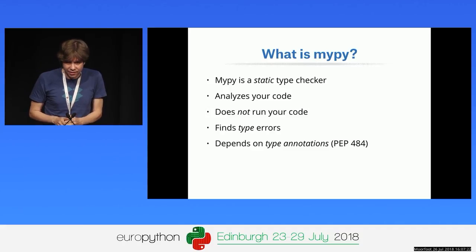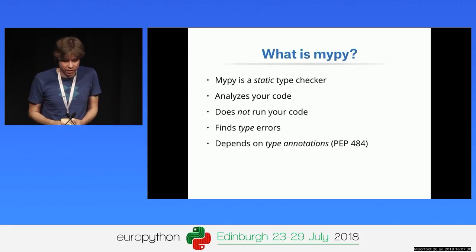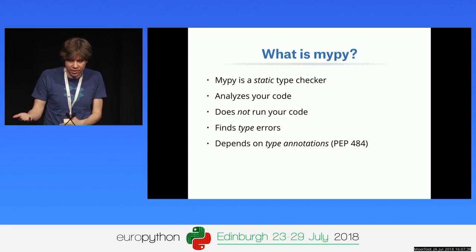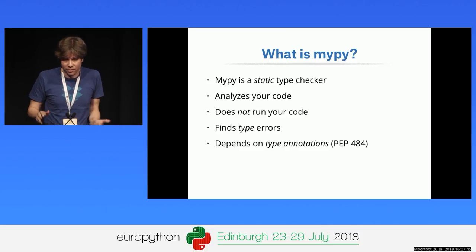It is a static type checker. So static in this context means that it analyzes your code, tries to understand some aspects of the code, but it doesn't actually run the code. So it has no idea what is exactly happening at runtime. So it tries to find type errors, things like missing attribute, calling a function or method with the wrong number of arguments, or wrong name for keyword argument, or wrong argument type, and things like that.